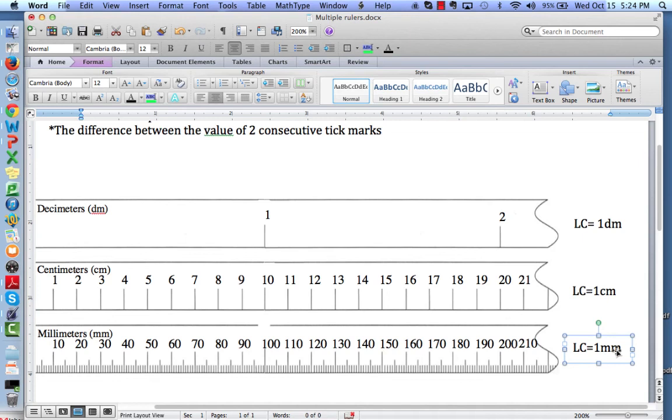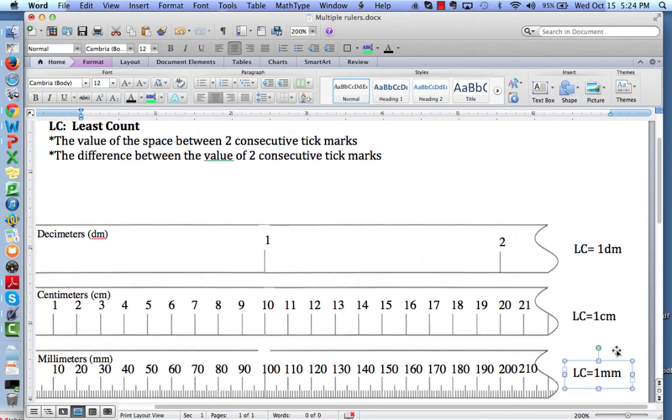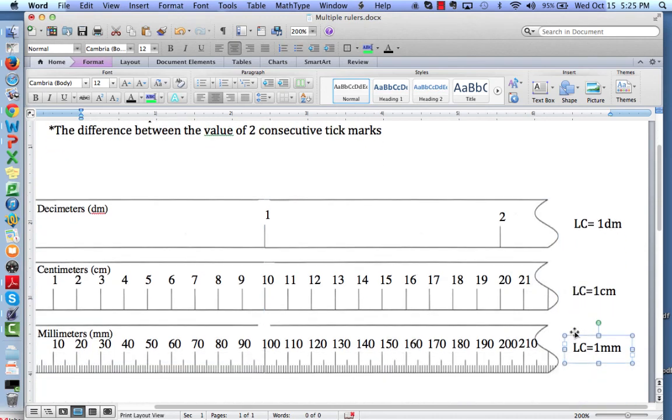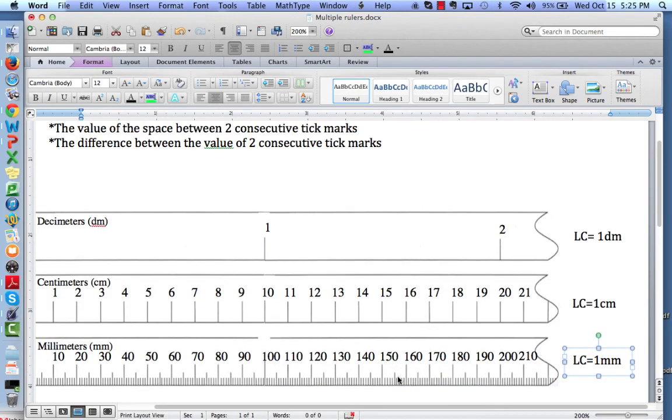So just as a wrap up of this, we'll go back to our definitions. And whichever one you like better, that's the one you use, or you can even make up one of your own as long as it works. It's the value of the space between two consecutive, meaning side by side, tick marks. So the value of this space is 1 decimeter. The value of this space between the 14 and the 15 centimeters is 1 centimeter. And the value of the space between the 160 and the 161 is going to be 1 millimeter.